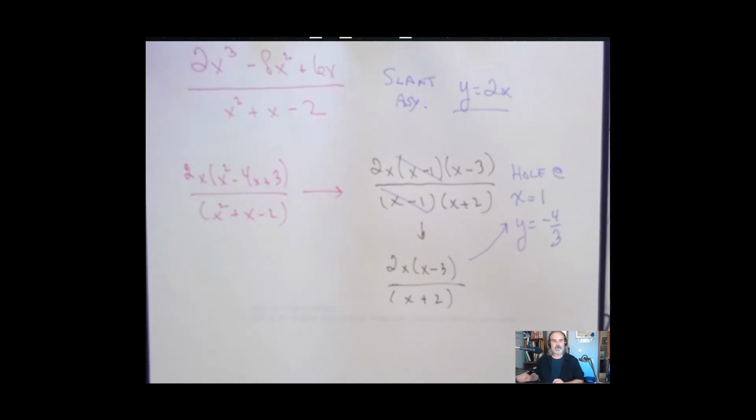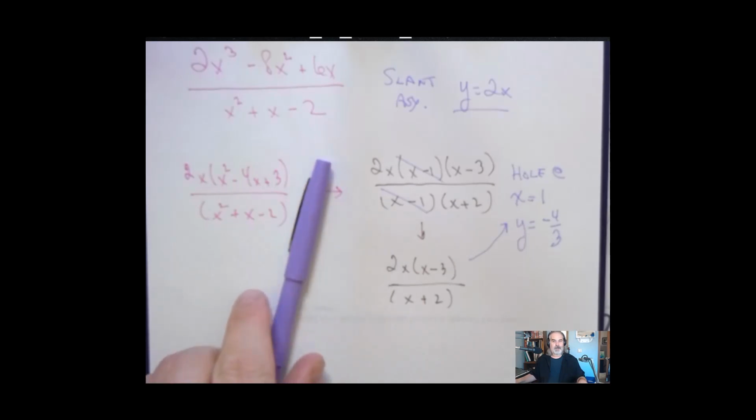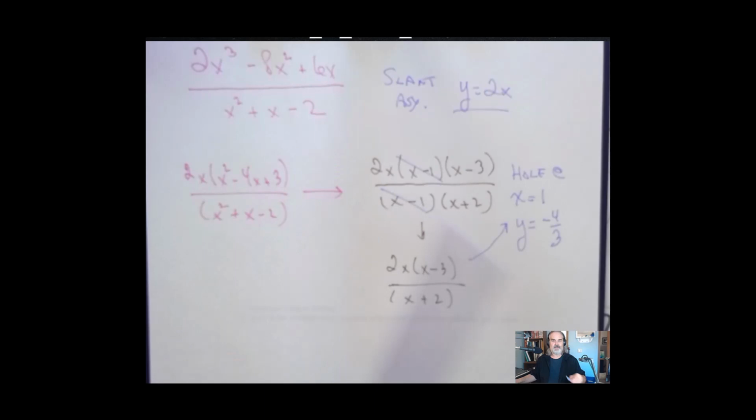I see my focus is going a little out because I think I have autofocus on and I'm not going to stop and try to fix it just yet. Hopefully it won't get too bad. When I'm done with this problem, I'll lock it in place.